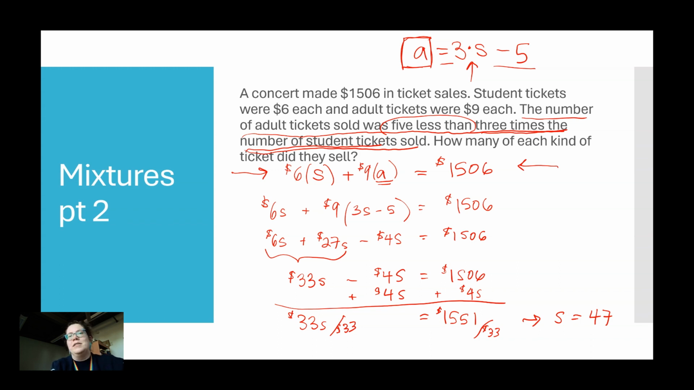Now the problem, though, says how many of each kind. So I also need to find my adult tickets. To do that, look, I already have an equation I made. How fantastic. So I'm going to go 47 times 3 minus 5 to see that I got 136 adult tickets. If I put these numbers back into this equation, I should still get 1506. And I can do that to double check my answer.